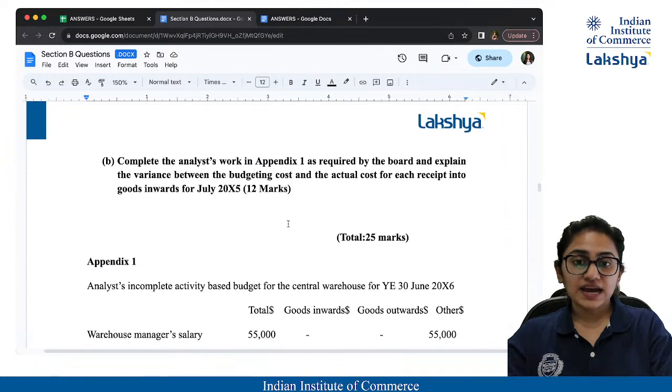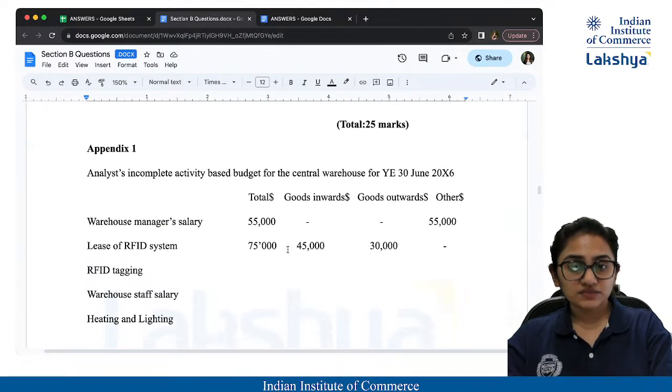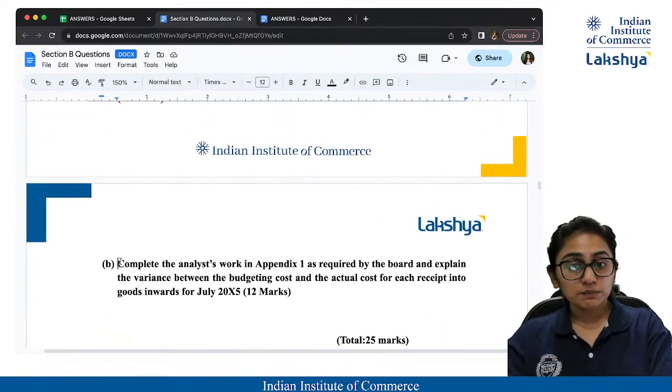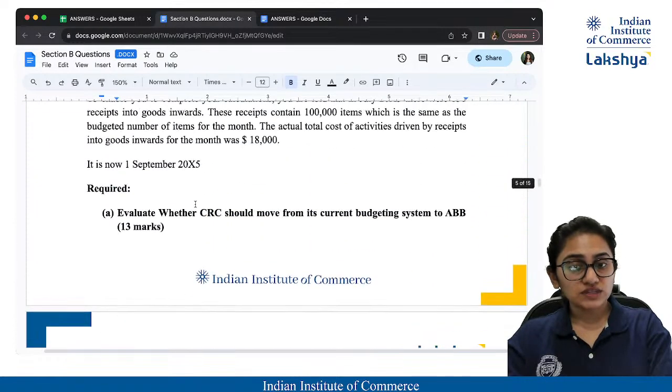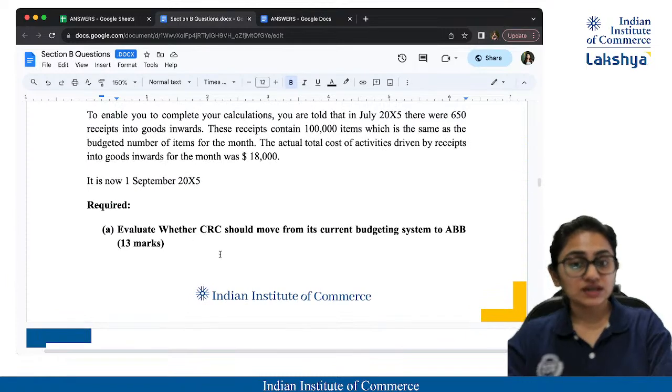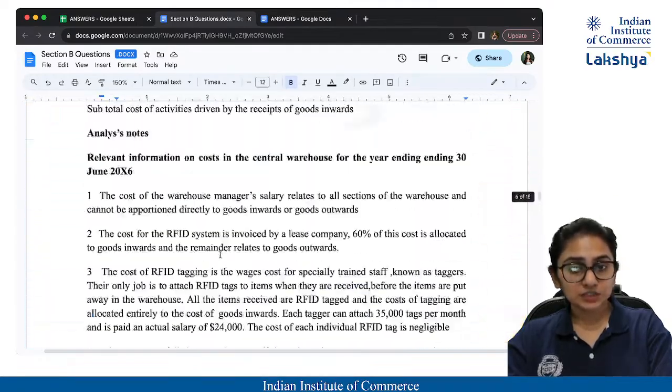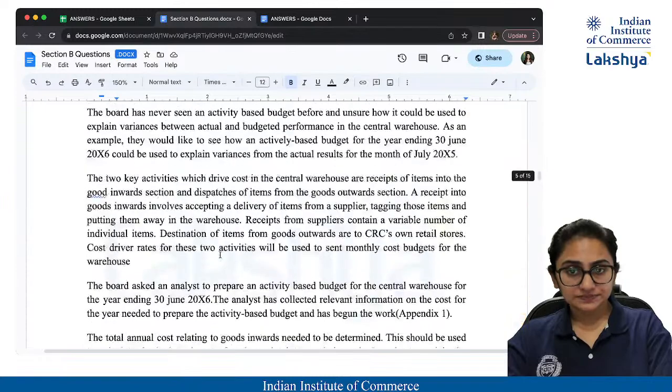And complete the analyst work in Appendix 1 as required by the board and explain the variance between the budgeted cost and the actual cost for each receipt into the goods inwards for July 20X5. So this is the Appendix 1 which you have to complete in the B part. Let's first do the A part, wherein we evaluate whether CRC should move from its current budgeting system to ABB, and then we do the B part when we complete this appendix.